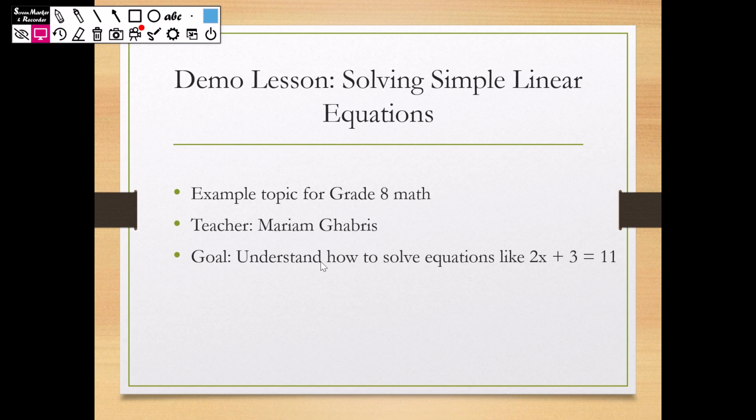So, at the end of the lesson, you will be able to understand how to solve equations like 2x plus 3 equal to 11.